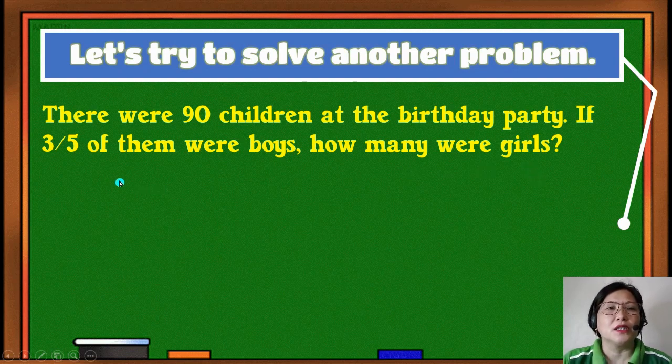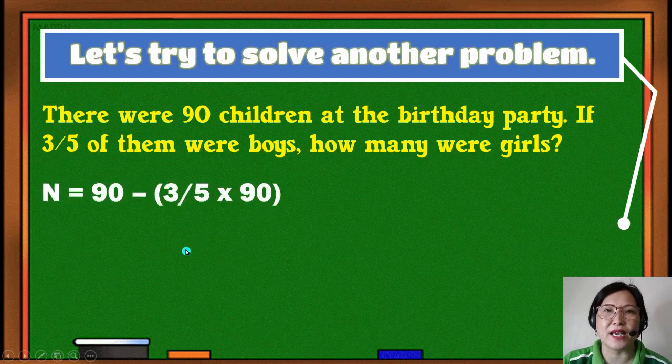But look, the given are the number of children, which is 90, and the fractional part that represents the boys, which is 3/5. So, in this case, what do you think are we going to do? Since 90 represents the total number of children, and the given is the fractional part that represents the number of boys, we are going to have this number sentence. N equals 90 minus, open parenthesis, 3/5 times 90, close parenthesis.